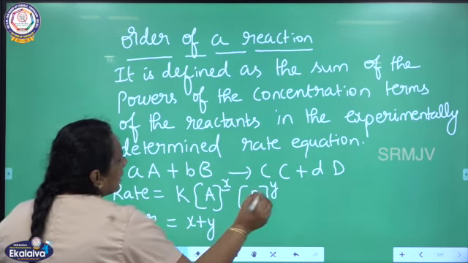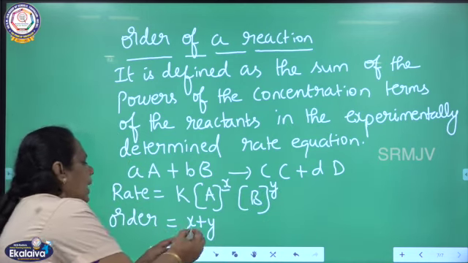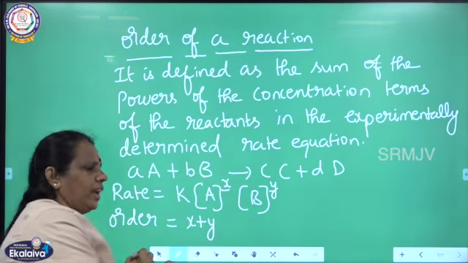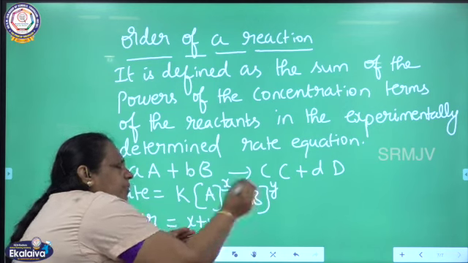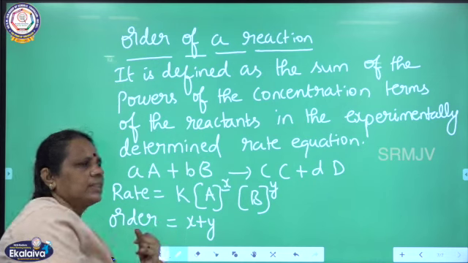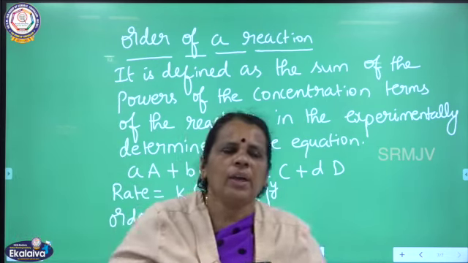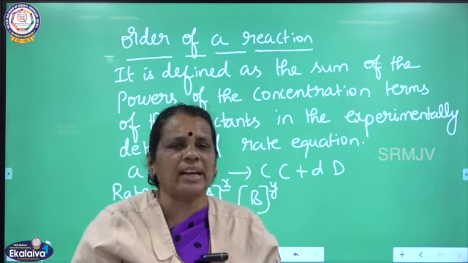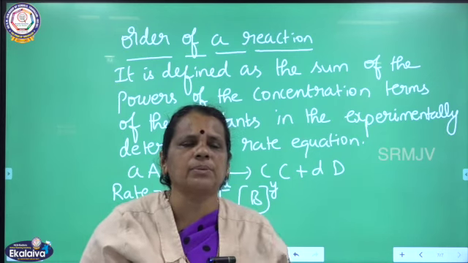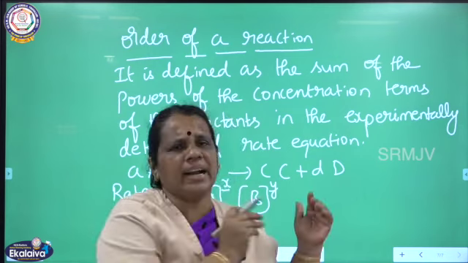When you add the sum of the powers of the concentration terms of the reactants, what is the power with respect to A? It is X. What is the power with respect to B? It is Y. So, when you add the sum of the powers of the concentration terms in the rate equation, which defines the order of the reaction, here the order of the reaction is X plus Y. So, here I defined the order of the reaction, which is nothing but sum of the powers of the concentration terms of the reactants in the experimentally determined rate equation.